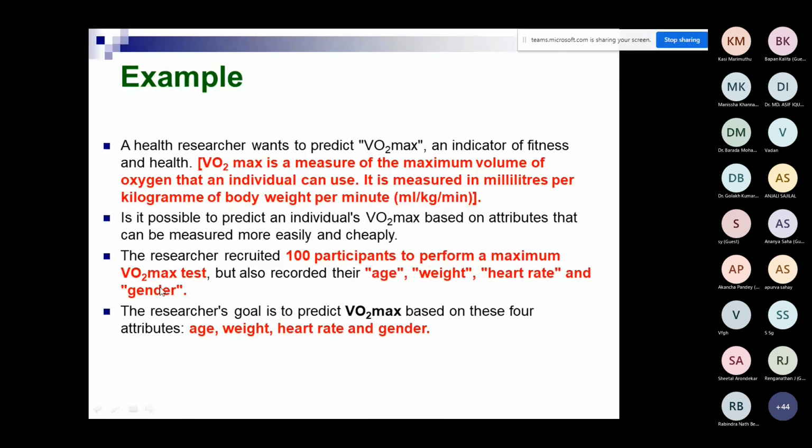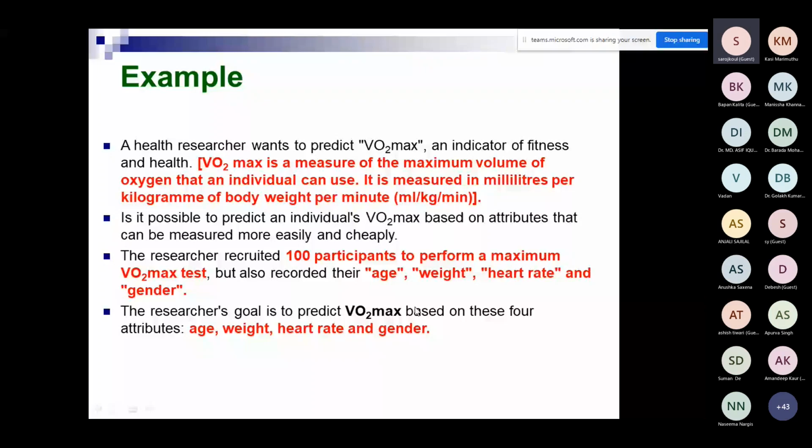So a researcher recruited 100 participants and measured the VO2 max test. They also recorded age, weight, heart rate, and gender. There are 4 independent variables, and the VO2 max result is the dependent variable. So the researcher's objective is to predict the VO2 max based on the 4 attributes: age, weight of the candidate, heart rate, and gender. How age influences the VO2 max, how weight influences VO2 max, how heart rate influences VO2 max, how gender influences the VO2 max.